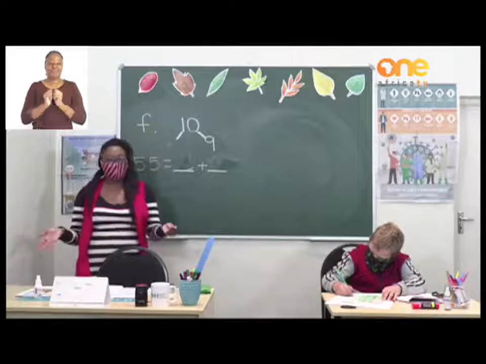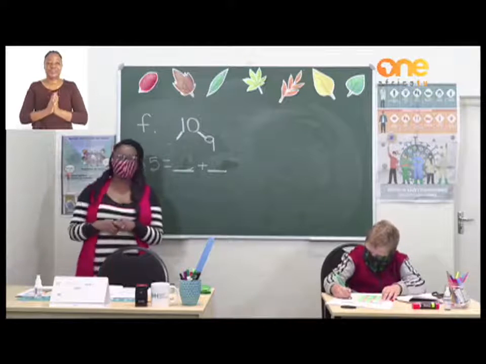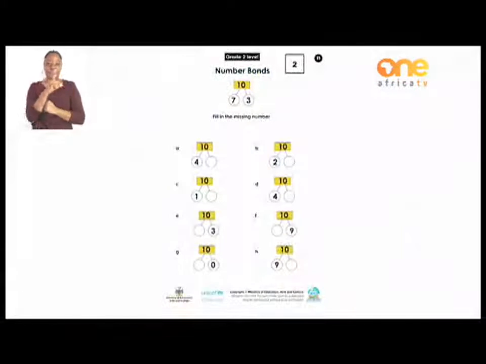Anyway, we can move on to the next exercise, rather, on page 11. On page 11, we have number bonds. Now, remember, a bond is when it adds up to 10. So, we are going to do number F, but before we do that, let's take a look at the example that we have been given. It says 10 on top, then 3 on one side and 7 on the other. The point is that these two numbers must add up to 10. So if you add 7 plus 3, you can try it with your fingers, you are going to get 10.